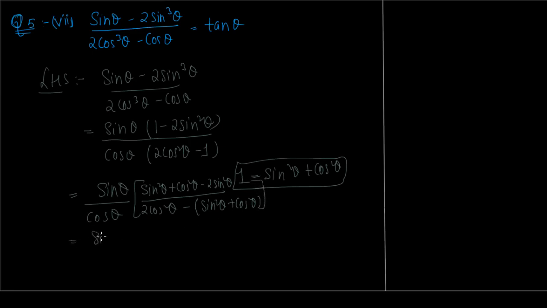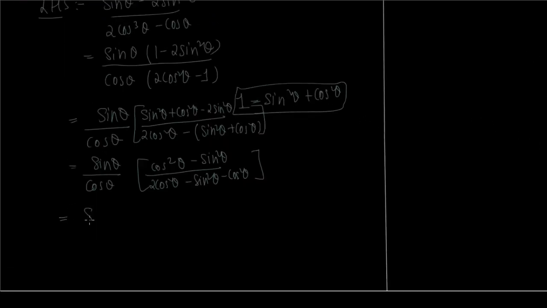Clear? Now this can be written as sine theta by cos theta into (sine square theta minus 2 sine square theta), so it becomes minus sine square theta. So cos square theta minus sine square theta, right? Divided by 2 cos square theta minus sine square theta, after opening the bracket, minus cos square theta. Clear? Now if you simplify the denominator also, you get sine theta by cos theta into (cos square theta minus sine square theta) by (2 cos square theta minus cos square theta). So you get cos square theta minus sine square theta.